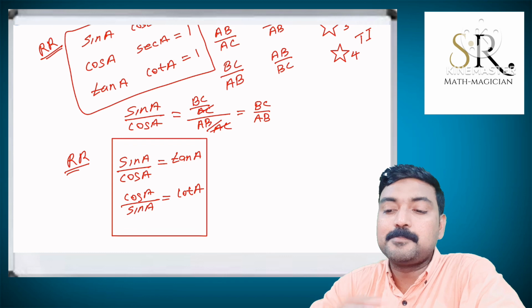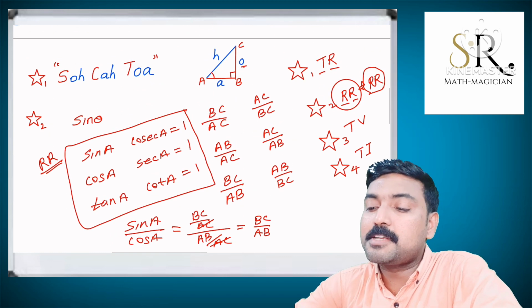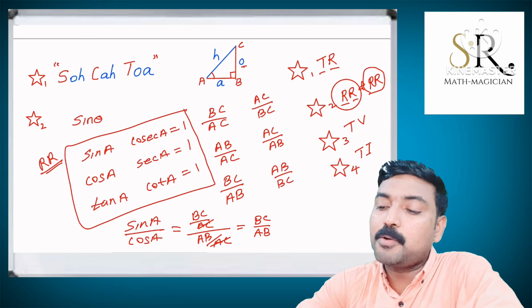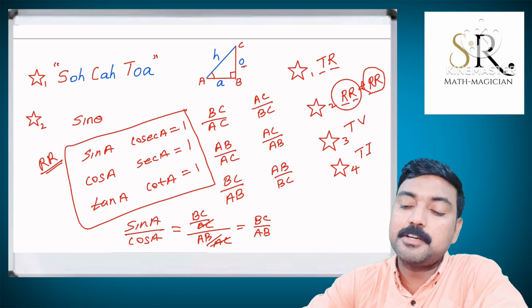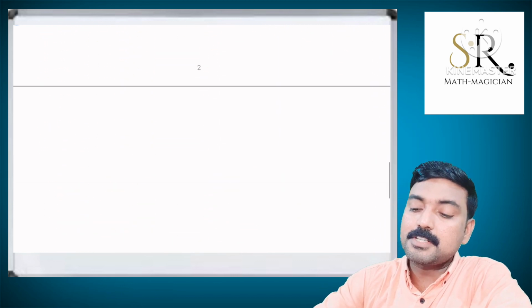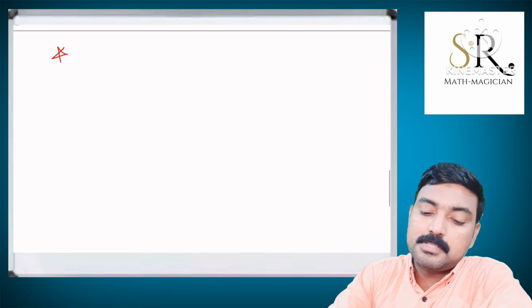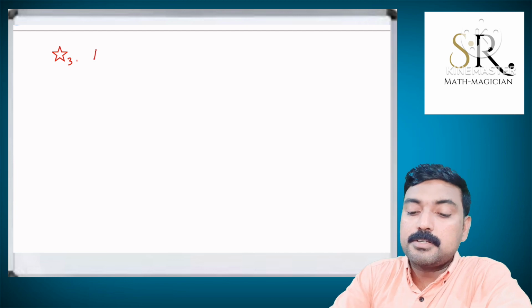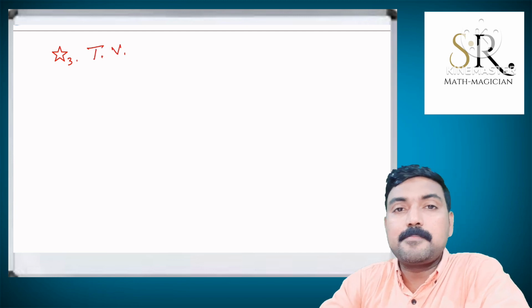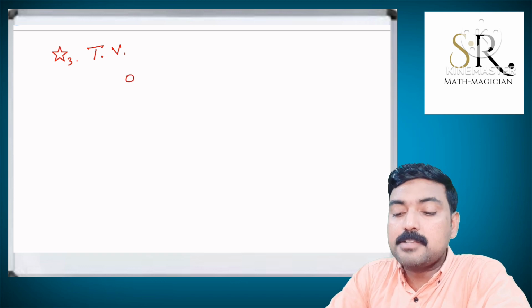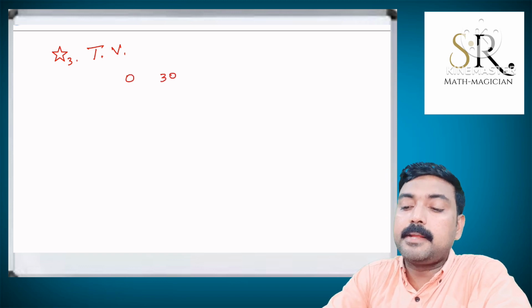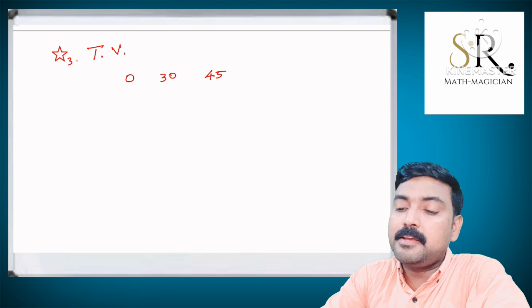Are you okay? So 2 points we completed. Trigonometry, second point also we completed. Now the third point, trigonometric values. We can try to learn trigonometric values. Star number 3. Trigonometric values, TV. There are some specific angles. First of all, I will write that angle 0 degree, 30 degree, 45 degree, 60 degree, 90 degree.